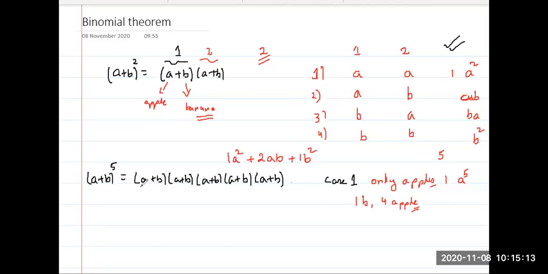Suppose you are not choosing apple from this basket, so obviously you have to choose banana. So suppose you are choosing one banana and four apples. So I have to choose like this, a to the power 4 b. Yes or no? Right, everyone? Now, think about it, in how many ways you can choose four apples out of five baskets?